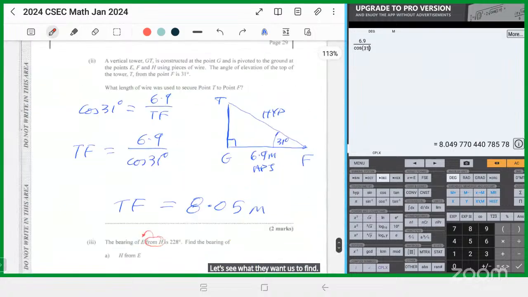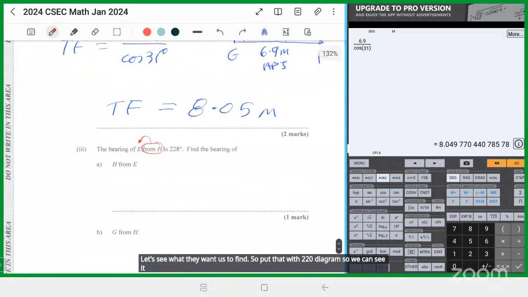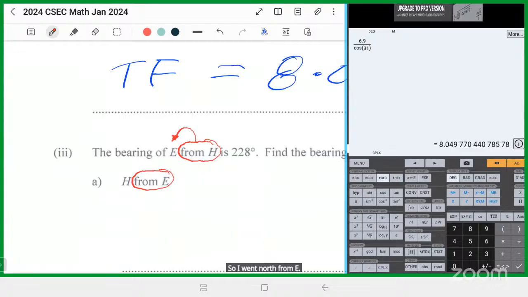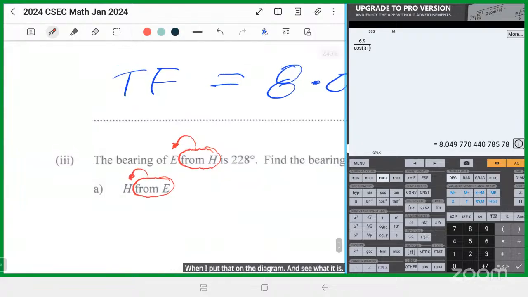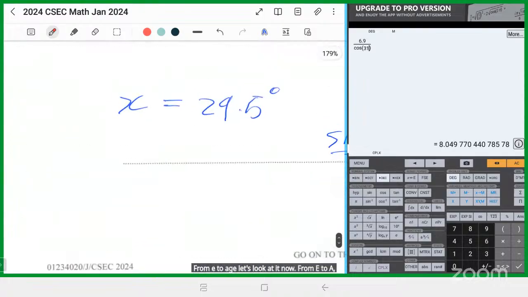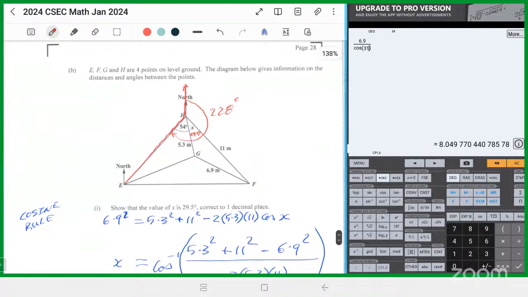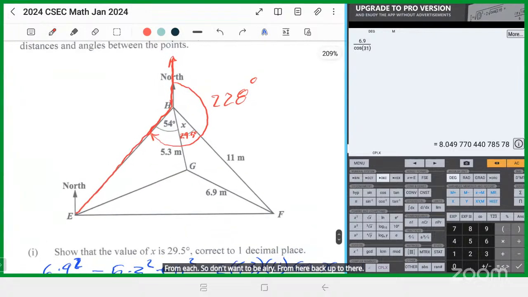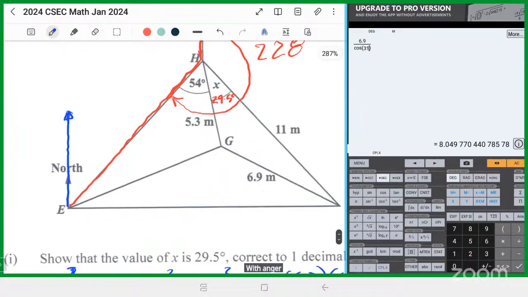Let's see what they want us to find. Put that with 228 on the diagram so we can see it. They want the bearing of H from E, so they want from E to H. We're going to put that angle on the diagram and see what it is. From E to H, they want the bearing, from here back up to there. So the bearing that they want is this one, from this point E back up to H. The angle they're talking about is this angle right here.